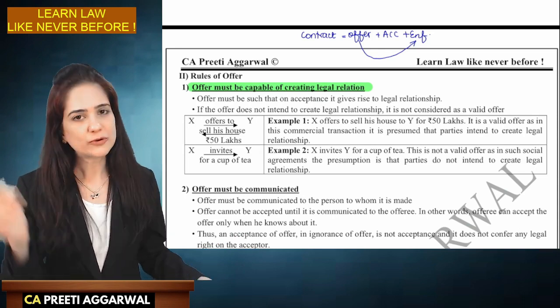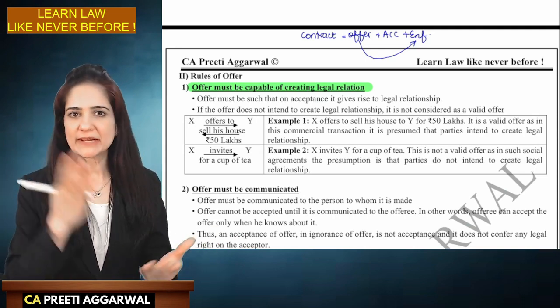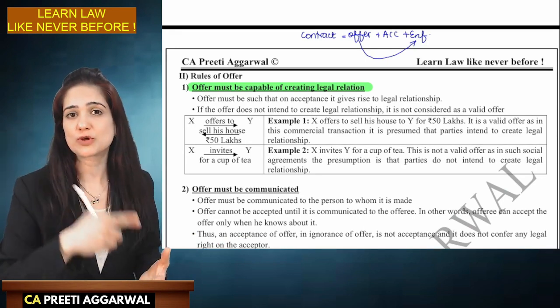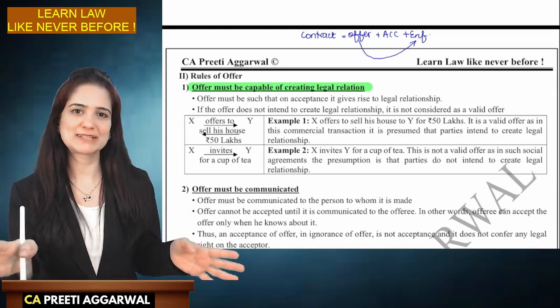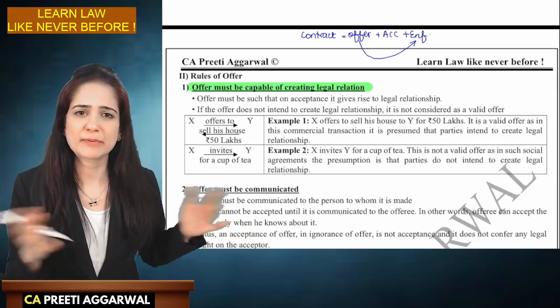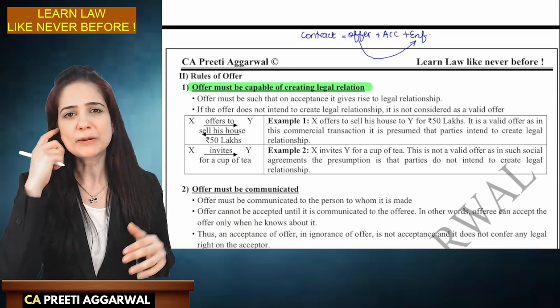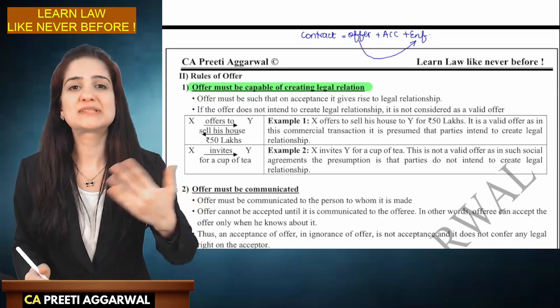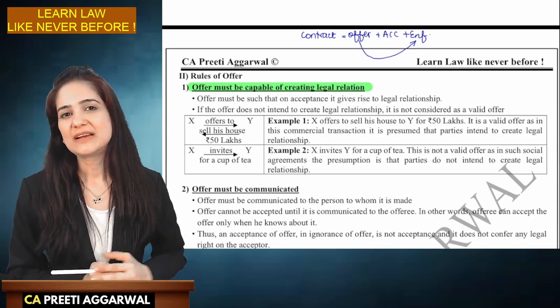If you want, you can show intention. You can get it in writing. You can get it registered. You can mention that if the contract is not performed, if your promise is not fulfilled, I will file a case. All that is possible. But prima facie means first impression. We assume that parties do not intend to create legal relation. Your offer must be such that it creates legal relation.